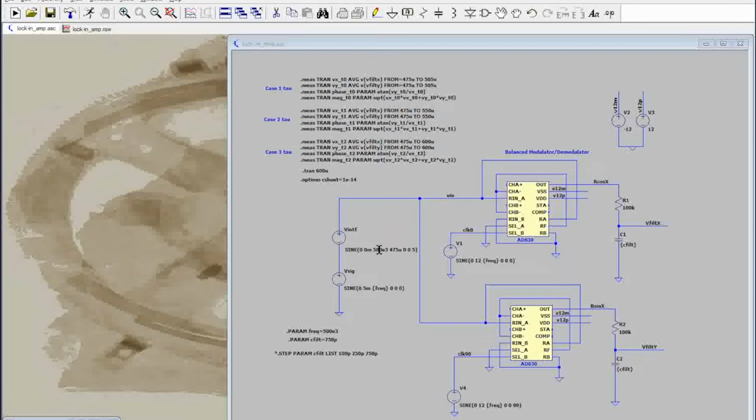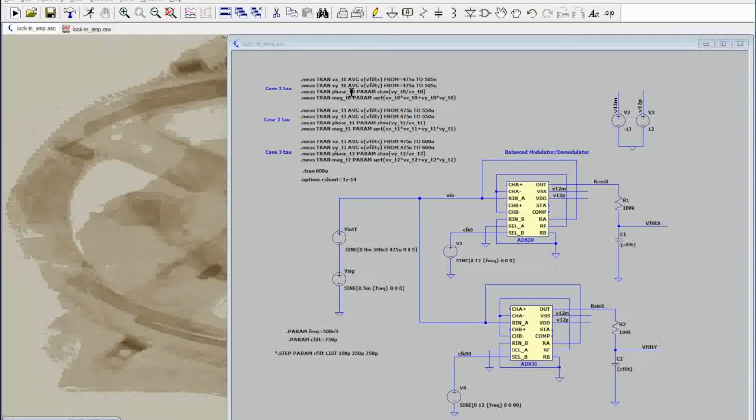and the effects of time constant variations by adjusting the filter that is at the output of the modulator. So there are two filters, one for the cosine in-phase component and one for the sine. The outputs are V filter X and V filter Y. From these two values, one can calculate the magnitude of the signal, which is going to be the square root of the sum of squares of V filter X and V filter Y, and the phase angle between the reference clock and the signal is going to be basically the tan inverse of V filter Y over V filter X. So that's shown in these measure statements over here.